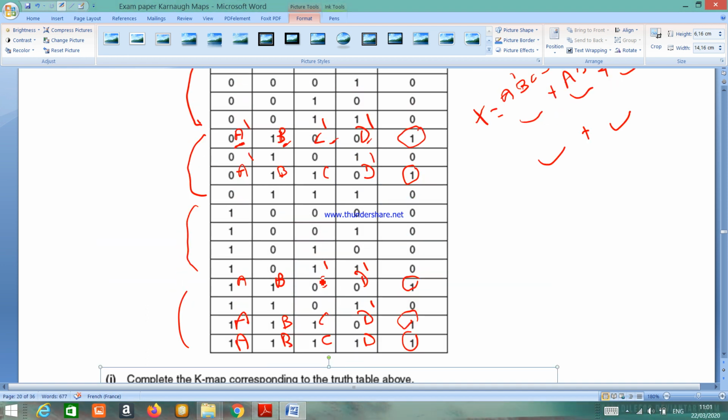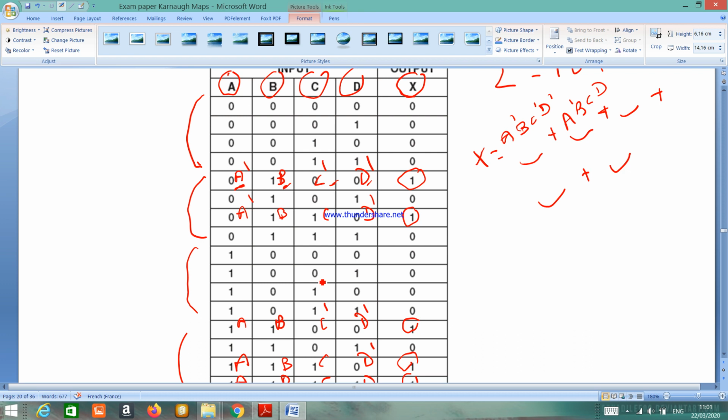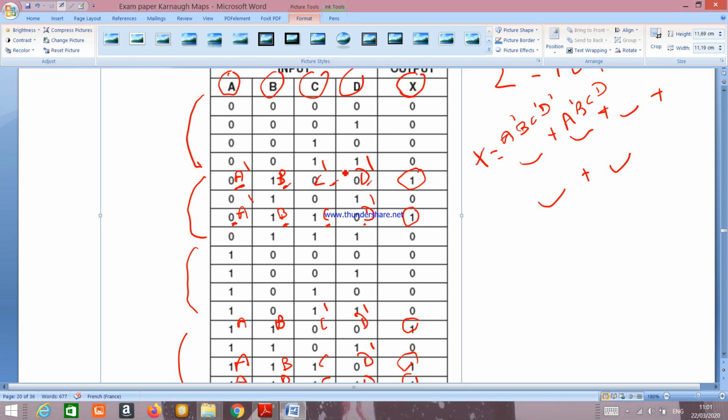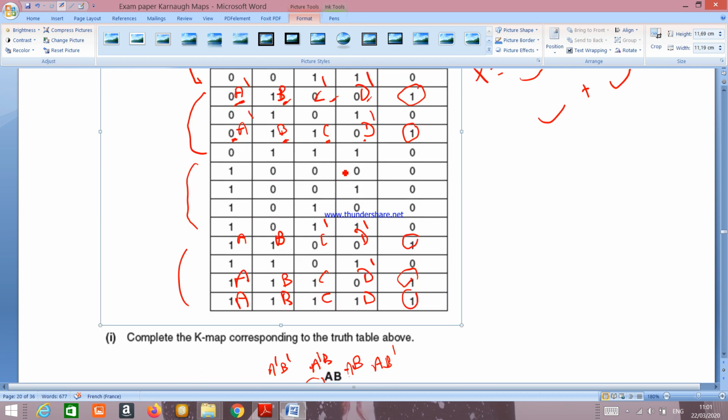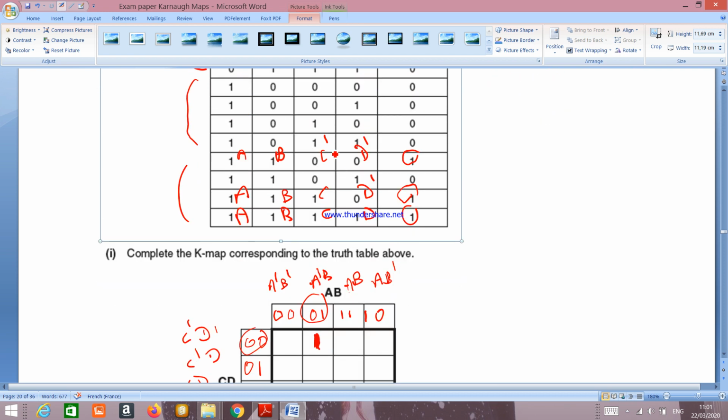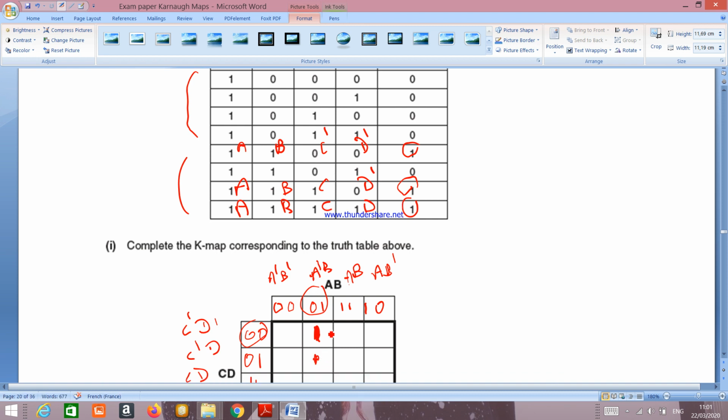The second term, we fill it like this: A0, B is 1, C is 1, D is 0. So 0, 1, 1, 0. Wait, sorry.